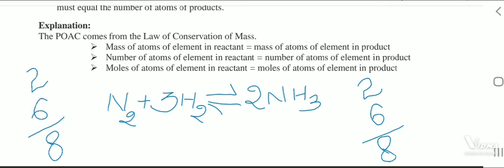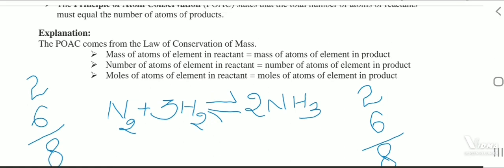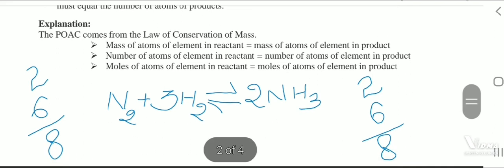Hence, the POAC comes from the law of conservation of mass. That means the mass of atoms of an element in the reactant is equal to the mass of atoms of the element in the product. Secondly, the number of atoms of an element in the reactant is equal to the number of atoms of the element in the product. And third and final one, the moles of atoms of the element in the reactant equal the moles of atoms of the element in the product.